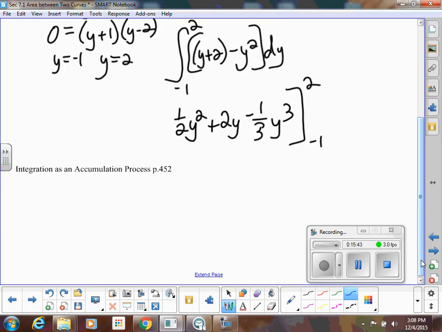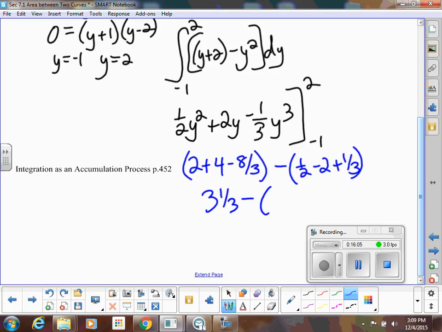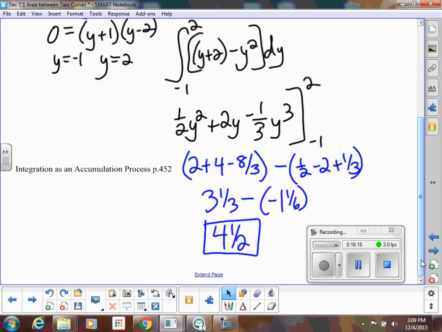All right, so I'm going to get 2 plus 4, then -8/3, minus, I'm going to get 1/2 minus 2, and then plus 1/3. So this is 3 1/3. This is -1 1/6. So this is going to give me 4 1/2. Okay, so there we go. We found that pretty easily rather than having to split that up.